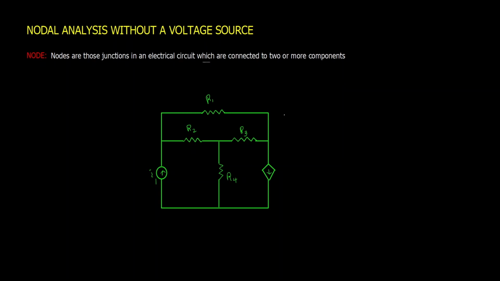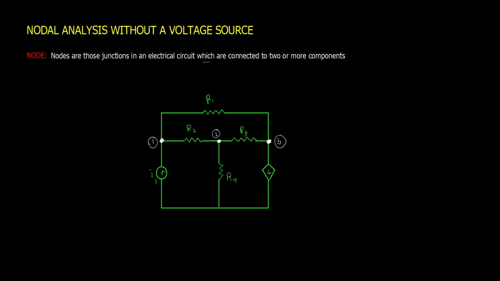Here in this diagram we have 1, 2 and 3 nodes, and the remaining are just junctions. These three are also called junctions, but also nodes. These three junctions are called nodes because we can observe that they are connected to two or more components. We name this junction as junction 1, this as junction 2, and this as junction 3.